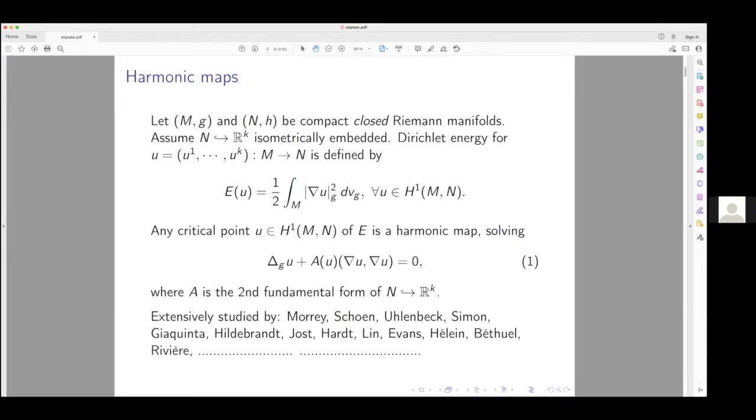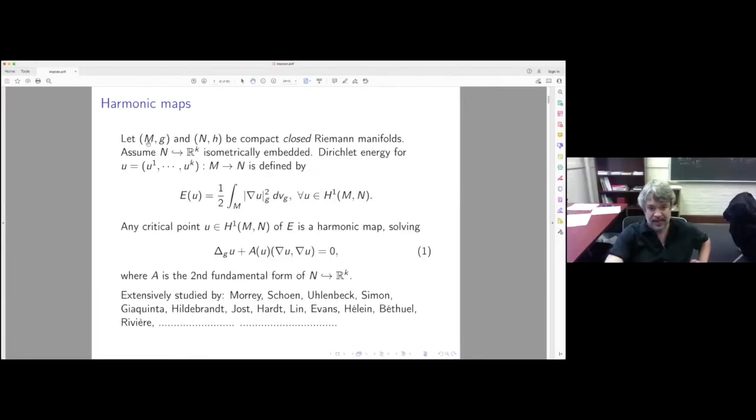So let me start with what is a standard harmonic map. You take two closed, by this I mean compact without boundary, Riemannian manifolds, and you assume that the target, so for me the target will be N and the domain will be M, is embedded isometrically into a Euclidean space, and you consider the following energy, the usual Dirichlet energy. And if you look at critical points of this energy, this is the harmonic map equation.